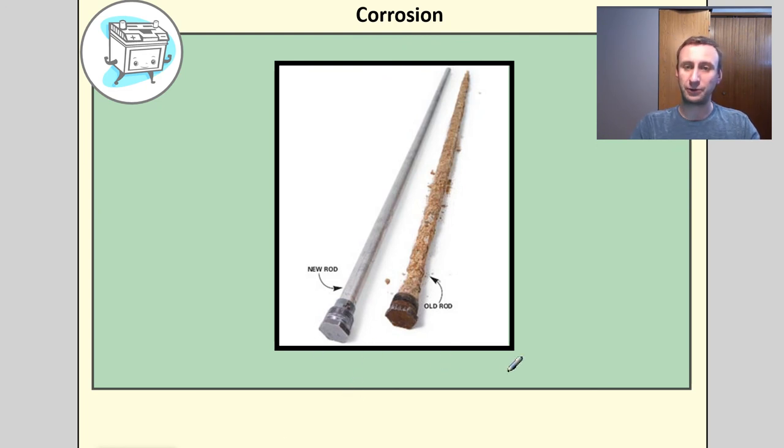This is the sacrificial anode found in hot water tanks. So this is an old rod and a new rod. And typically these are made out of aluminum for hot water tanks. I replaced one at one point. It was really neat to see the old one completely just worn away. And then I put a new one in.